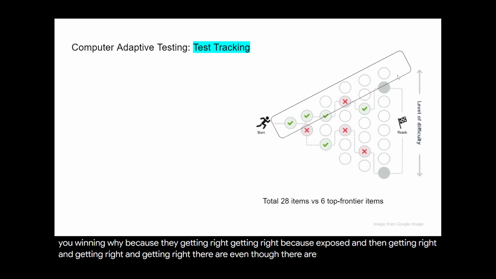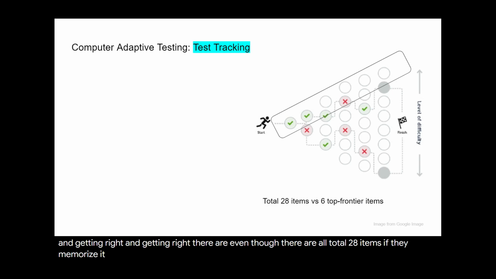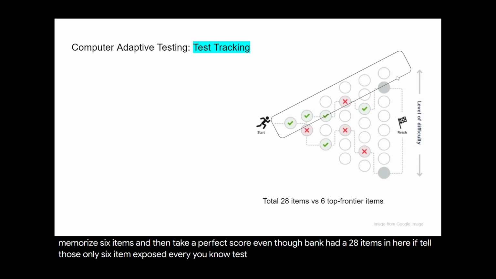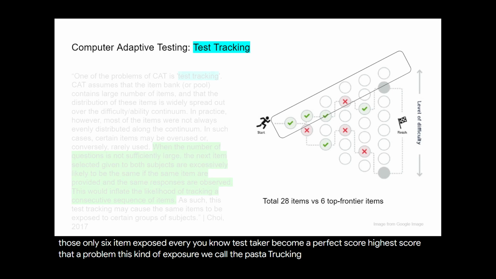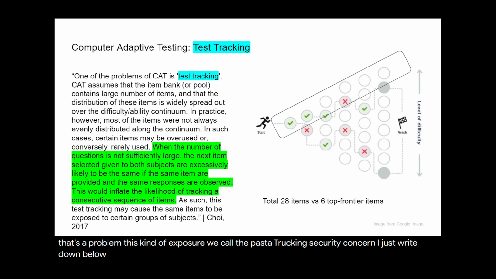Even though there are a total of 28 items, if they memorize 6 items, then they get a perfect score. Even though the bank has 28 items in here, if only those 6 items are exposed, every test taker gets a perfect score, the highest score. That's a problem. This kind of exposure we call a test tracking security concern.